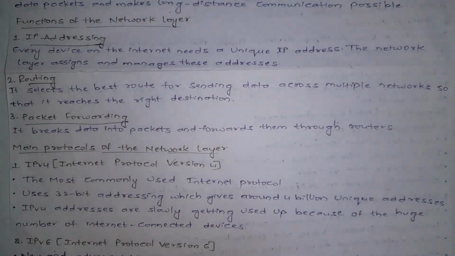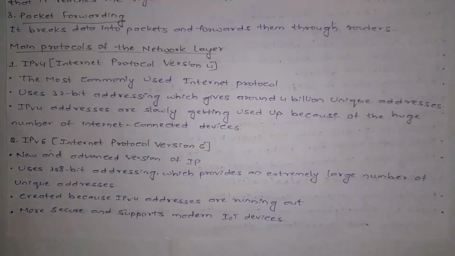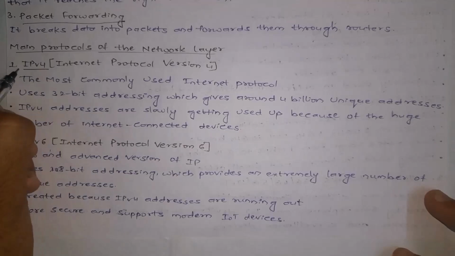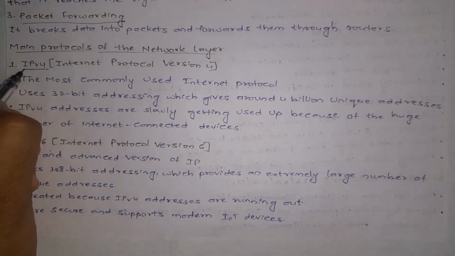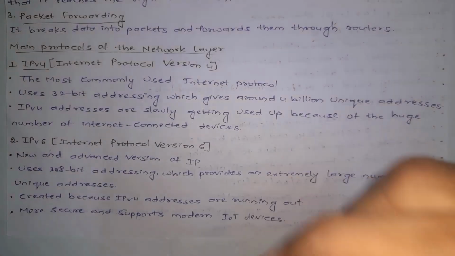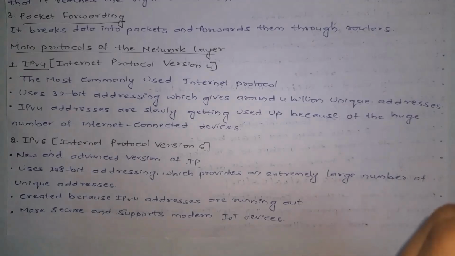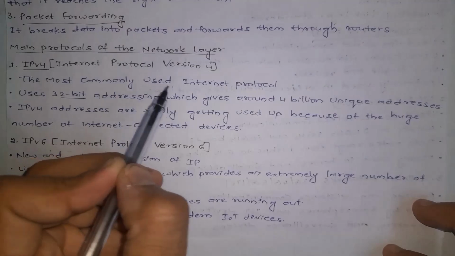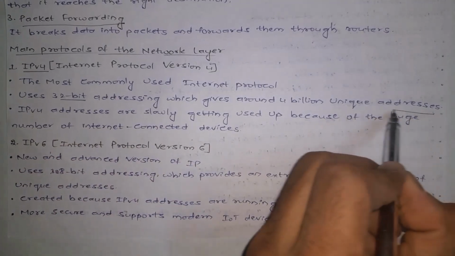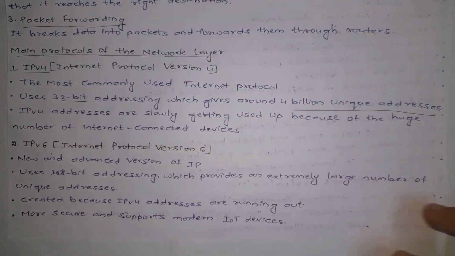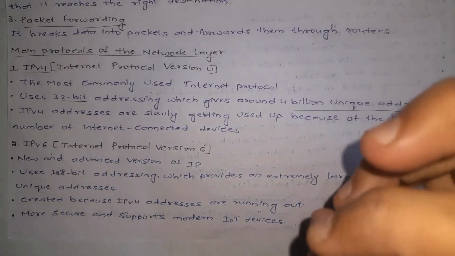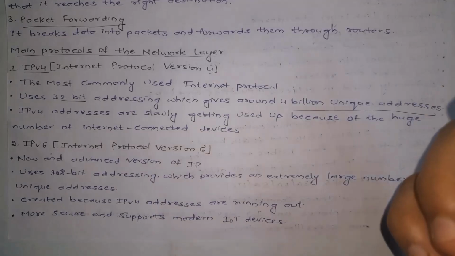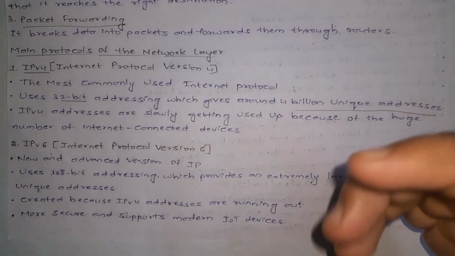These are some of the main protocols in the network layer. The first one is IPv4, where IPv4 stands for Internet Protocol version 4. IPv4 is the most commonly used internet protocol and its size is 32-bit. This IPv4 can give around 4 billion unique IP addresses. That is nothing but this IPv4 can give IP addresses to 4 billion plus devices. But at present, devices are increasing. Devices are crossing billions. So all IPv4 addresses got used.